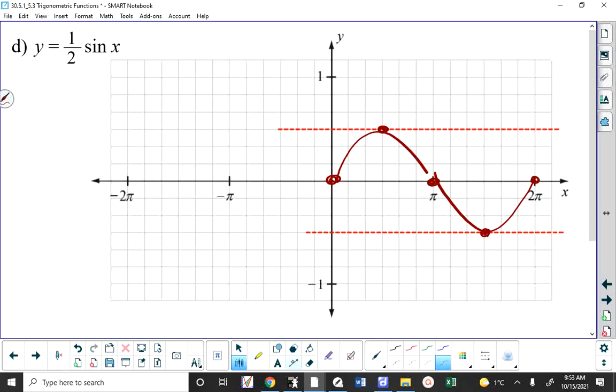You can write down the following domain. X is any real number, if you haven't done so already. Range would be -1/2 is less than or equal to y, which is less than or equal to 1/2. I hope you see a recurring pattern throughout A, B, C, and D. You're looking at A and you're answering the question. So the range is -1/2 is less than or equal to y, which is less than or equal to 1/2. The amplitude is 1/2, and the period is 2 pi.